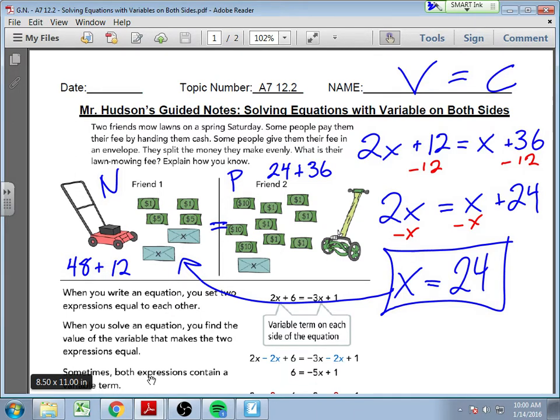Yeah. Before I started solving this, I looked at the money and I added 12 plus 12 and I got 24. And that equals on the red one. And then I did 36. So then I did 24 plus 36 and I got 6.